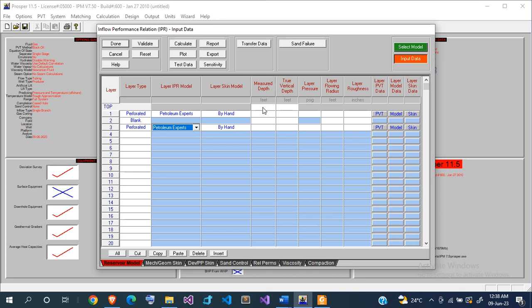So for the measured depth, okay, the upper layer is at 10,000, right? So 10,000, that's the measured depth. The true vertical depth too is at 10,000. Now for our upper layer, it is perforated. The thickness is 50 feet, so this will be up to 10,050. So the same thing for this.